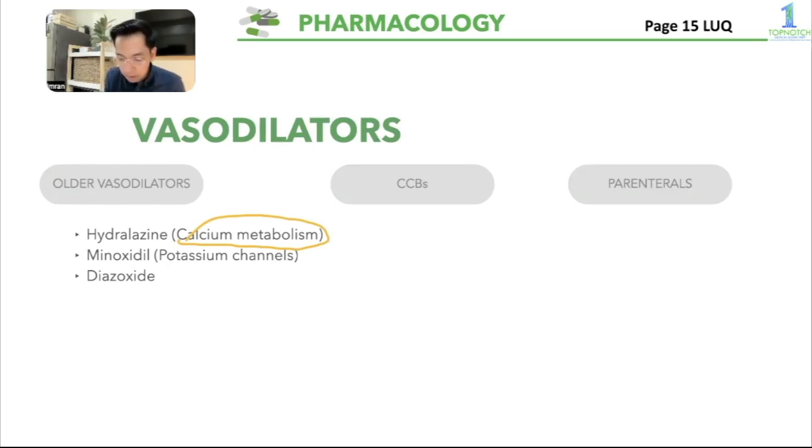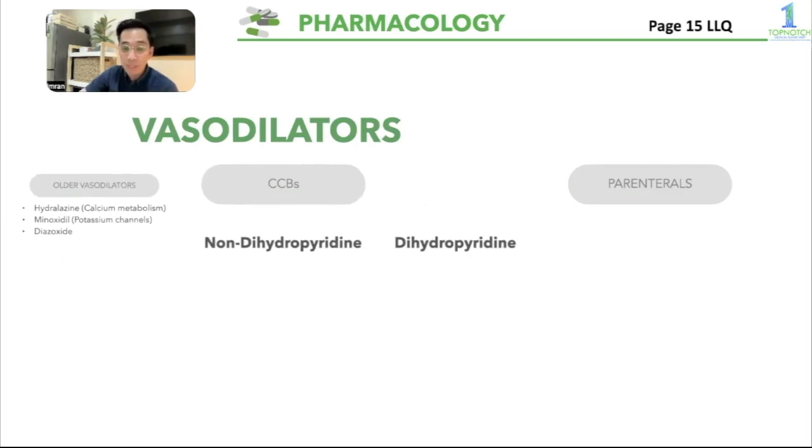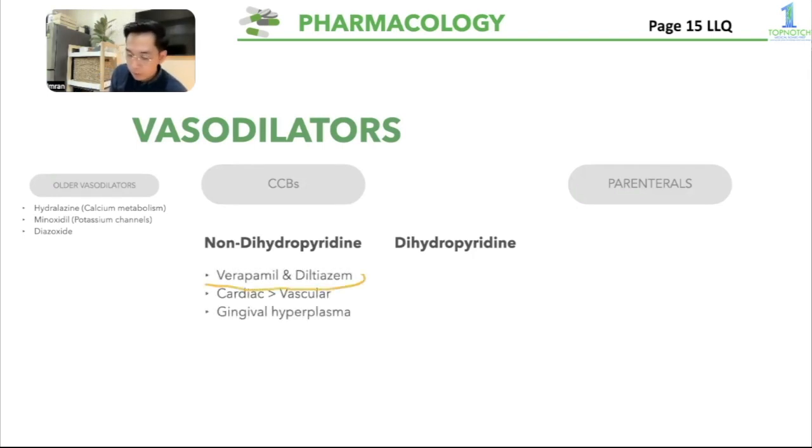Minoxidil is also used for, saan nga? Yung balding hair, para mag-increase yung stimulation ng hair production. Okay. Next would be your CCBs. Your CCBs can be divided in your non-dihydropyridine type and your dihydropyridine type. Yung mga non-dihydropyridine type, we have your verapamil and your diltiazem.